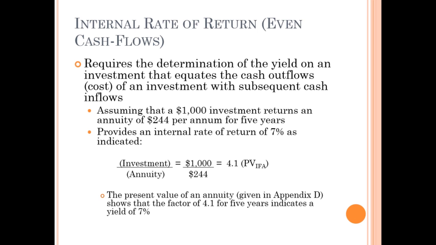Internal rate of return, for even cash flows, requires the determination of the yield on an investment that equates the cash outflows, the cost of an investment, plus subsequent cash inflows. Assuming that a $1,000 investment returns an annuity of $244 per annum for 5 years provides an internal rate of return of 7%, as indicated. The present value of an annuity given in Appendix D shows that the factor of 4.1 for 5 years indicates a yield of 7%.